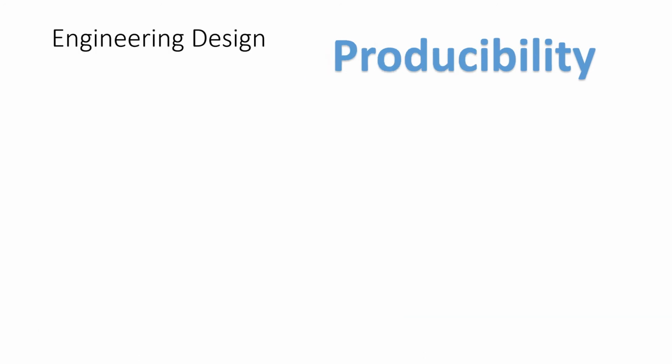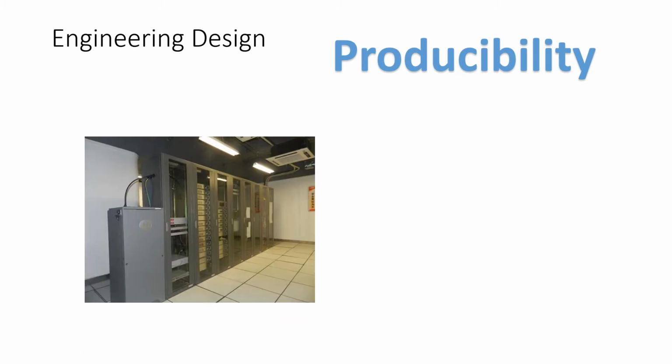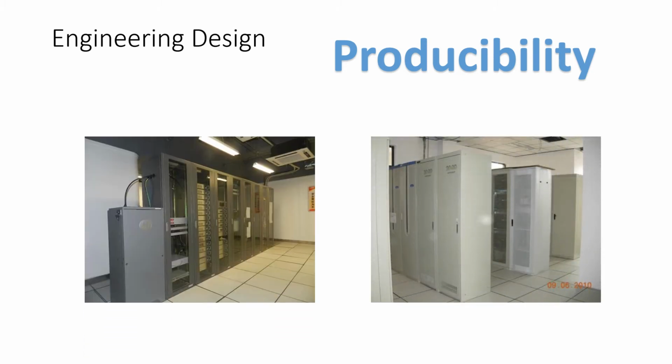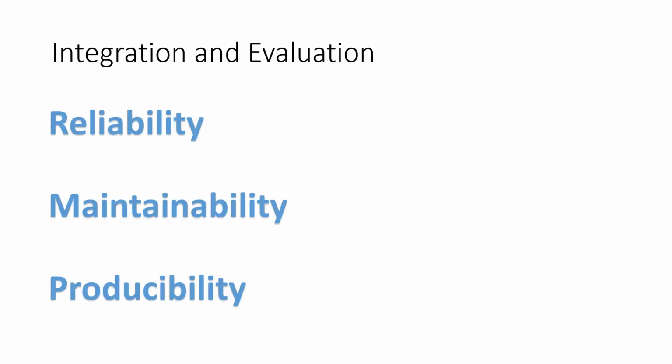So the next one is producibility. When it comes to producibility, I think it is not a problem for the subway communication system, because almost all the components of each subsystem can be produced in large quantities at low production cost. Stations can replace parts at any time or refresh the old components. So the next part is integration and evaluation.